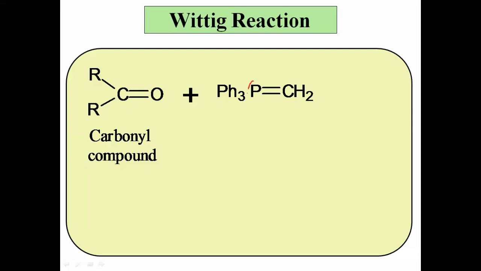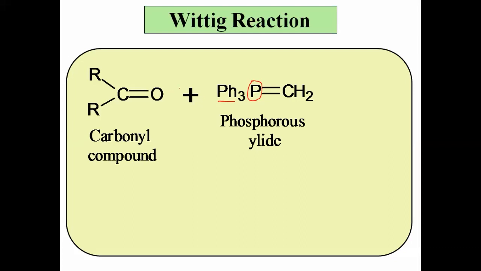P means phosphorus. That phosphorus is attached to CH2 by a double bond, and also to 3 phenyl groups. Ph means phenyl group, meaning there is a benzene ring, a 6-membered ring, and such 3 phenyl groups I have written in short as Ph. Such 3 phenyl groups are attached to that phosphorus, and this compound is called phosphorus ylide. That reagent is called phosphorus ylide, and it is a very important reagent widely used in our organic synthetic reactions.